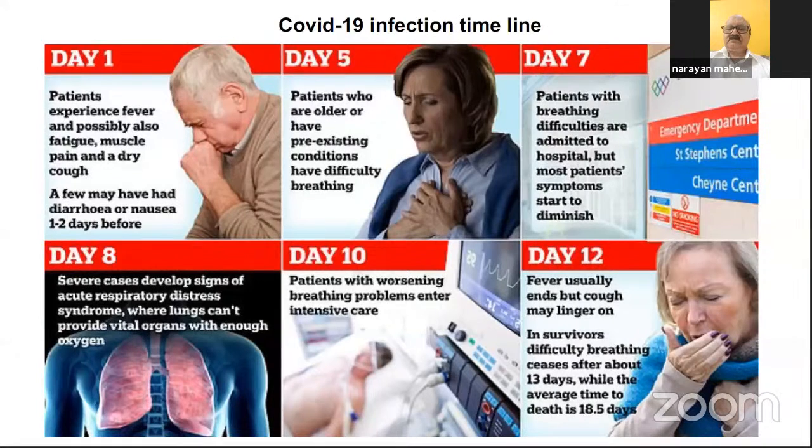By day 5, many people are facing breathing problems. If they are asymptomatic, maybe they will not face the same, but in most cases, they are having breathing problems. People on day 7 generally get admitted to the hospital, and in severe cases, there is distress in the lungs where respiratory syndrome is happening, and they are not able to get enough oxygen and supply it to the other organs.